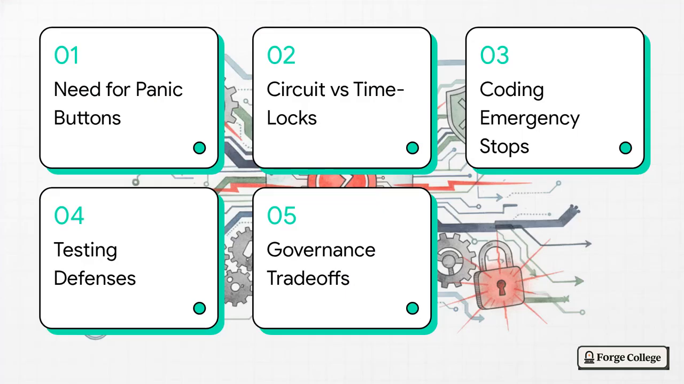So here is our blueprint for today's explainer. 1. The need for panic buttons. 2. Circuit breakers versus time locks. 3. Coding the emergency stop. 4. Testing defense mechanisms. And 5. Governance trade-offs. Let's jump right in.